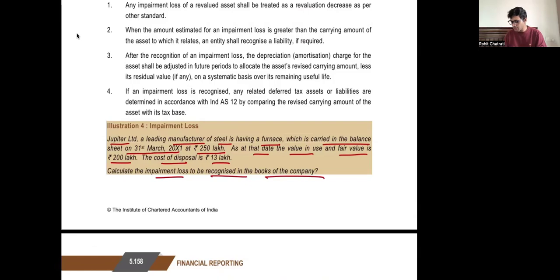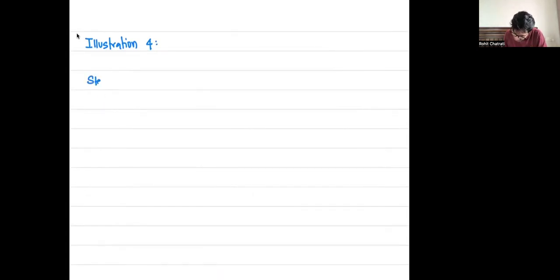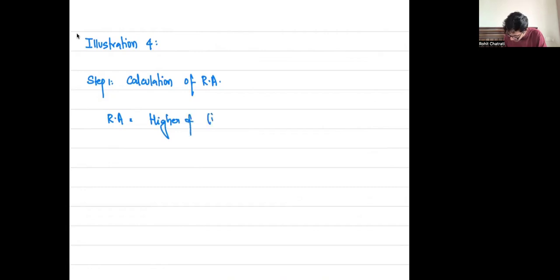All right. So let's start with solving illustration 4 now. Step 1 remains the same, which is calculation of recoverable amount. Recoverable amount is the higher of value in use and fair value less cost of disposal. Value in use is given as rupees 200 lakhs. Fair value and cost of disposal are given separately.